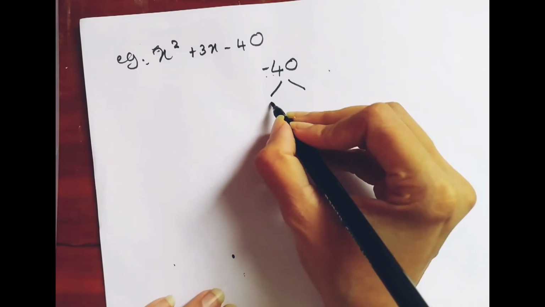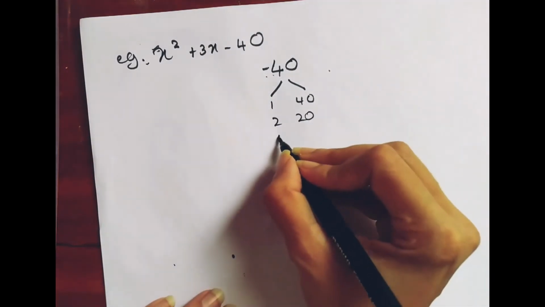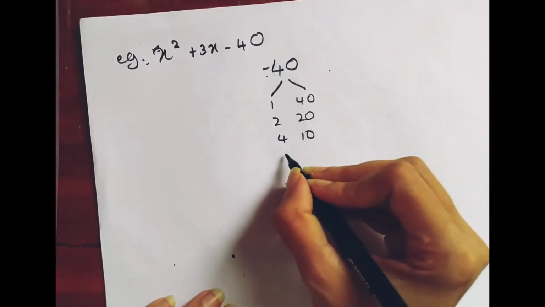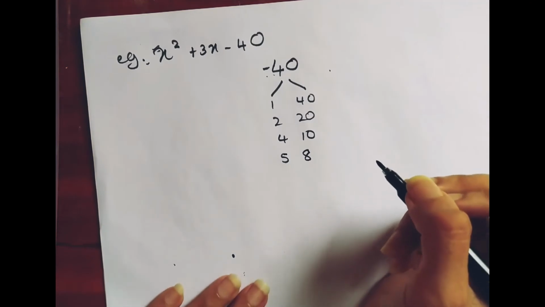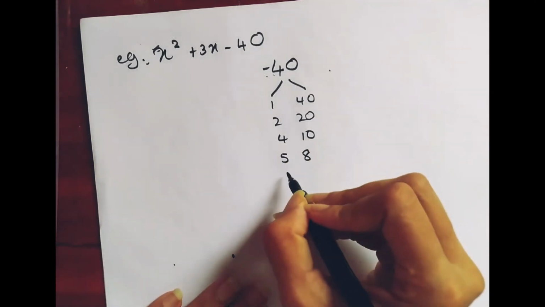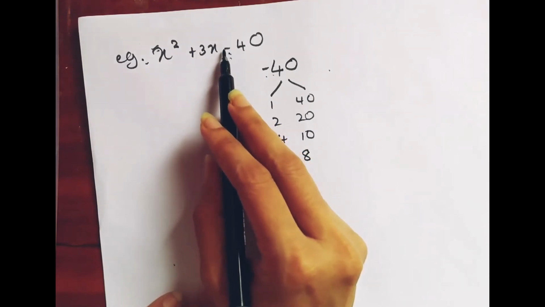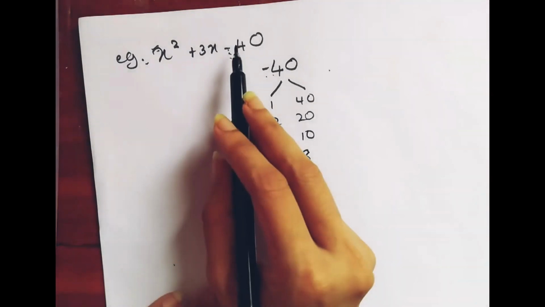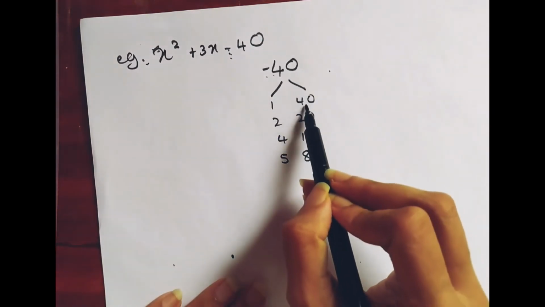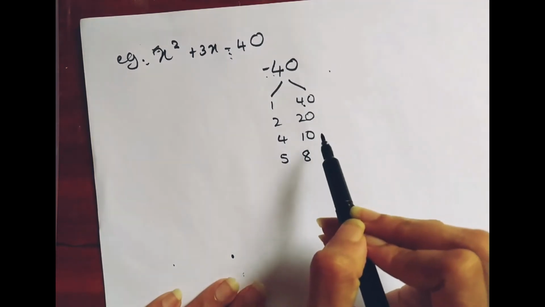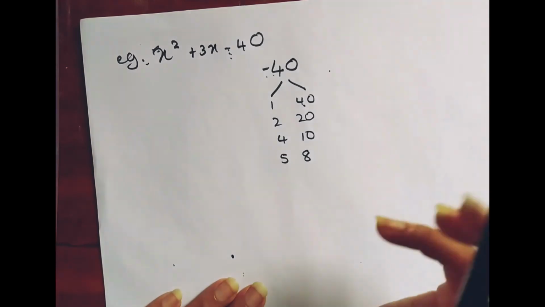So what are the factors? 1 into 40, 2 into 20, 3 no, 4 into 10, 6 no, 5 into 8. Yes, those are the terms that you have. Now see, this here is minus, and this is minus and this is positive. If this is minus, that means one of the factors here should be minus. And when you add them, you must get plus 3.